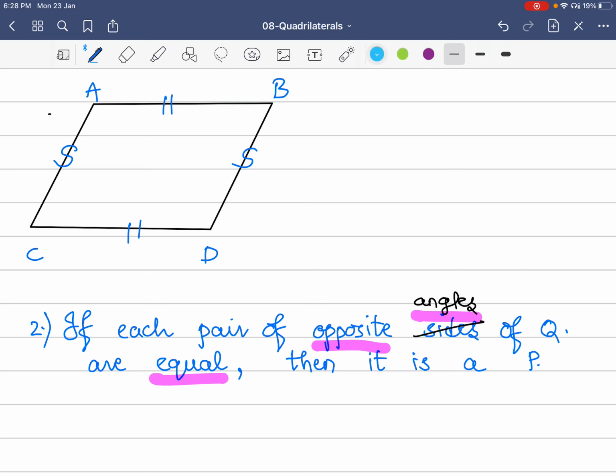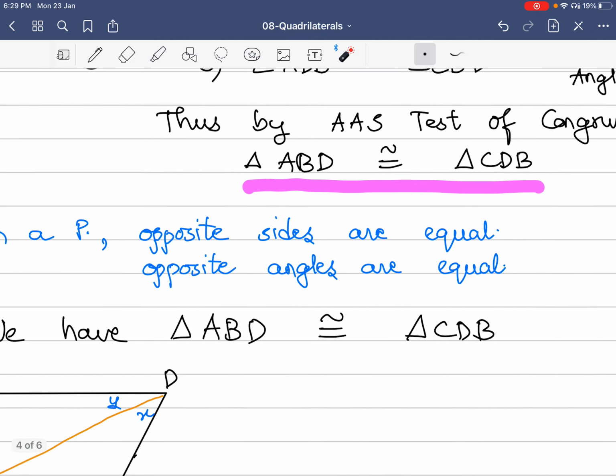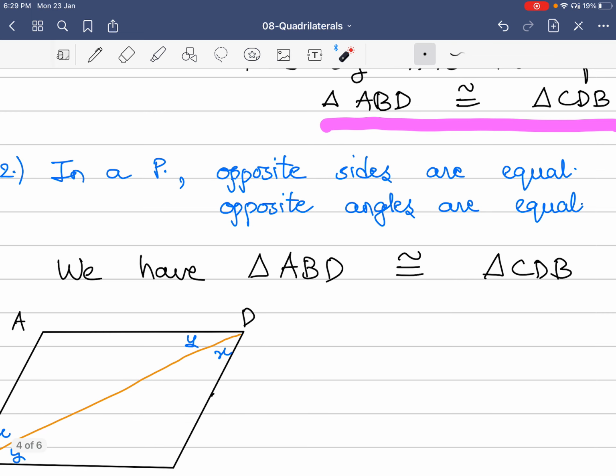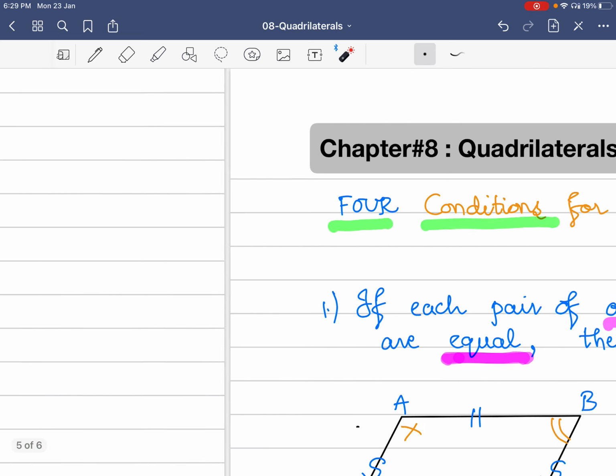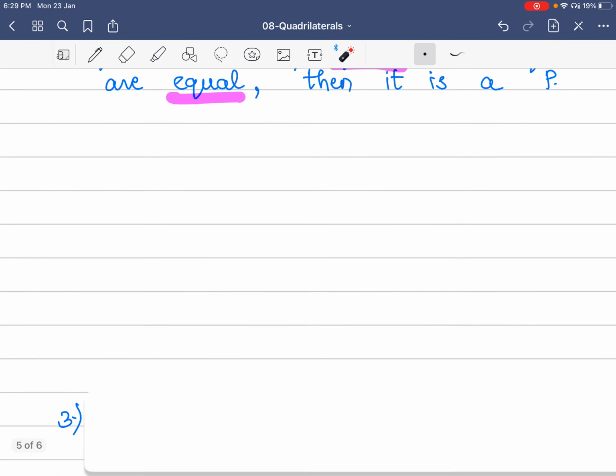What does this mean? Again, I'm going to use this parallelogram. These are my opposite angles: angle B and angle C, and angle A and angle D. The statement says that if the opposite angles of a quadrilateral are equal, then the quadrilateral has to be a parallelogram. Once again, this condition is a converse of a property. What does the property say? In a parallelogram, opposite angles are equal. So the conditions that we are seeing for a quadrilateral to be a parallelogram are the converse of the properties of the parallelogram. So this was our condition number 2.